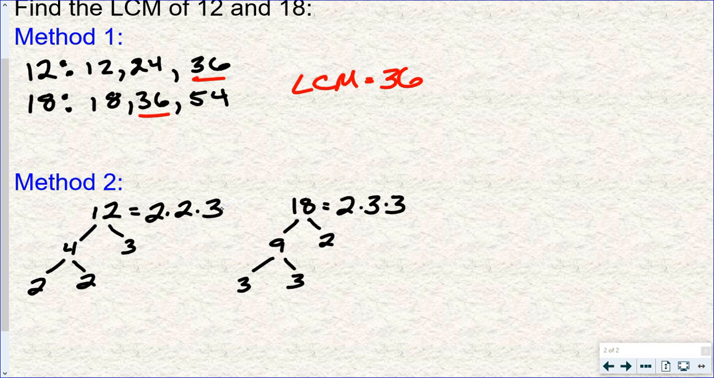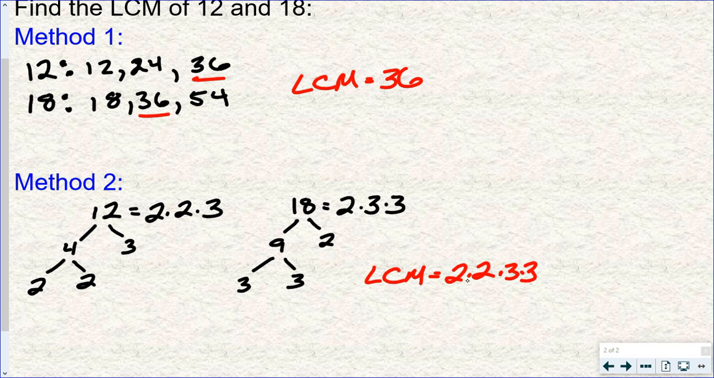What we do is we use each prime factor the greatest number of times it appears in either number. So what does that mean? Okay, so we have a factor of 2, right? There's 2 2's here, and there's 1 2 there. In the least common multiple, I want to use each factor the most number of times it occurs. So over here it occurs twice, so I'm going to use it twice. And then I go to the next factor, which is 3. There's 1 here and 2 there. So I'm going to use the 2.